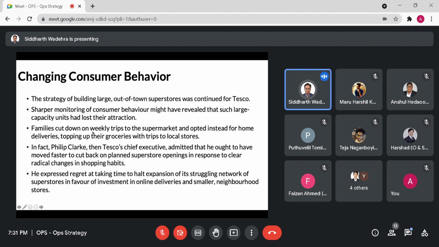Sharper monitoring of customer behavior, and here we are talking about monitoring and not control of customer behavior, might have revealed that large capacity units had lost their attraction. So when we talk about large capacity units, those are typically extremely large supermarkets which run into acres and acres, an entire floor of a Tesco supermarket, which is kind of going down.